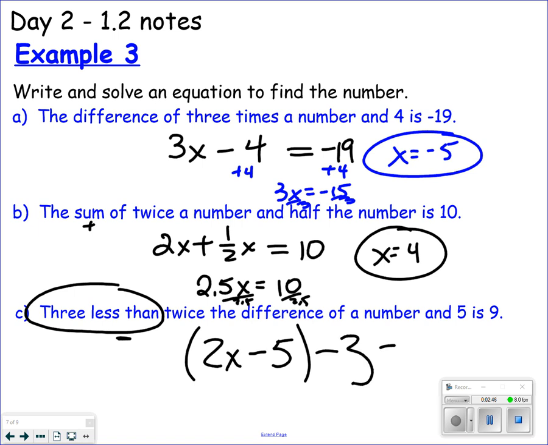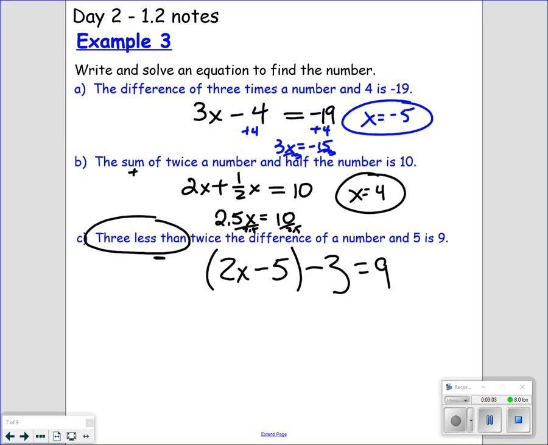is 9. So again, I think you need to read through the question a few times to make sure what you are writing makes sense. So 3 less than twice the difference of a number and 5 is 9. Now, the actual solving. I'm going to just get rid of the parentheses because there's nothing to actually multiply into the parentheses.